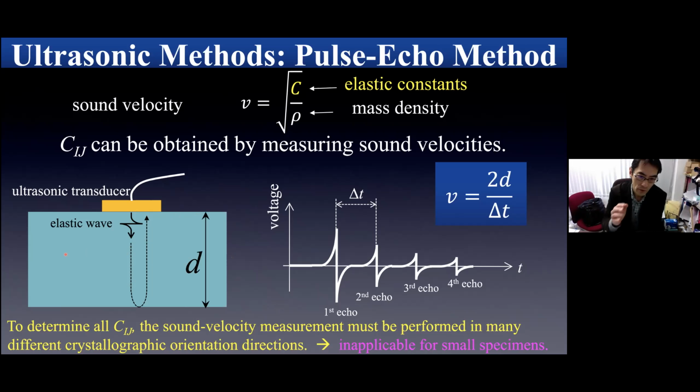And then we have to prepare plate-shaped specimens with different crystallographic orientations, meaning that the material must be very large, so that we can cut from the different orientations. However, if the material is a 1 millimeter by 1 millimeter by 1 millimeter cube, for example, we cannot cut specimens with different orientations, so the pulse echo method cannot be used in such a case. Okay.